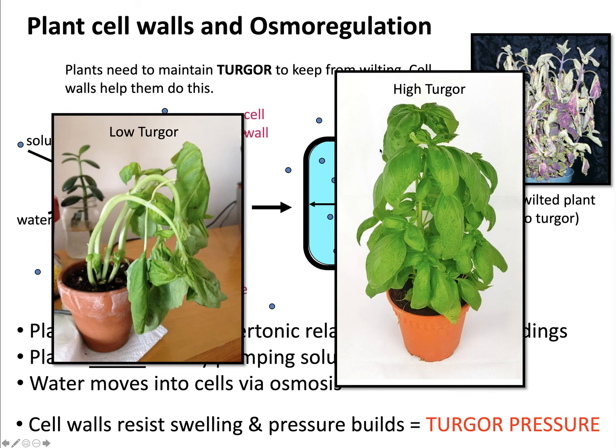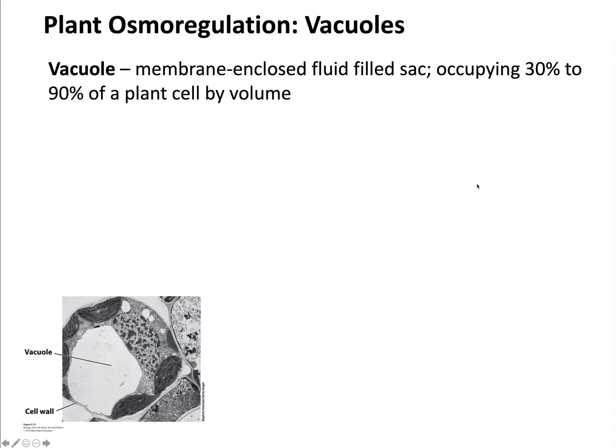And here's a basil plant that's got high turgor pressure. So this is a well-watered plant, high turgor pressure. It's standing up straight and stiff. And this is what you think of when you think of a healthy plant. And this is often the image you might have in your head if you think of an unhealthy plant. So it's important to maintain turgor pressure, and osmoregulation is a big part of that.